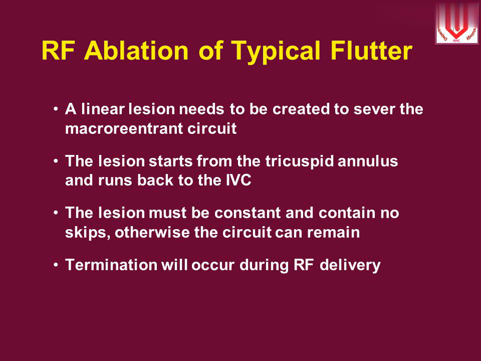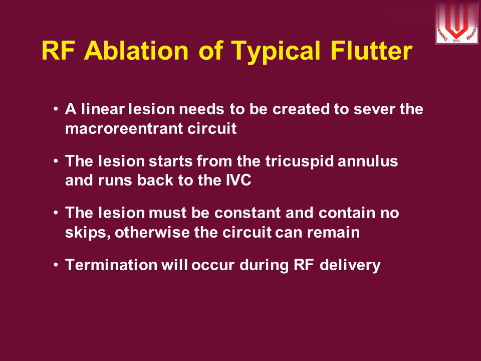A linear lesion needs to be created to sever the macro-reentrant circuit. The lesion starts from the tricuspid annulus and runs back to the IVC. The lesion must be continuous and contain no skips, otherwise the circuit can remain. Termination will occur during RF delivery. Bidirectional block is confirmed for acute success.